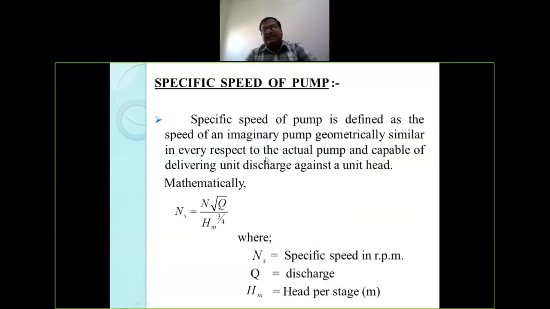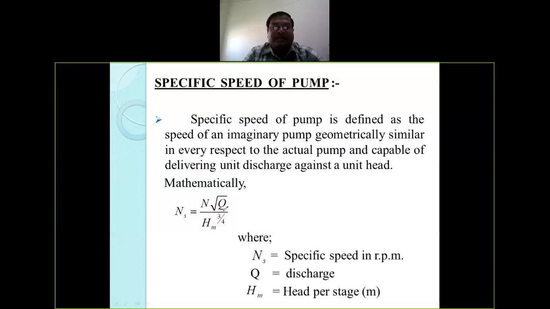So we have discussed classification of the centrifugal pump. Now our next topic is specific speed of the pump. Specific speed of pump is defined as the speed of an imaginary pump. Very important. The speed of the imaginary pump geometrically similar in every respect to the actual pump and capable of delivering unit discharge against unit head. Okay, so it is an imaginary pump, but it is geometrically similar to the actual pump in every respect.